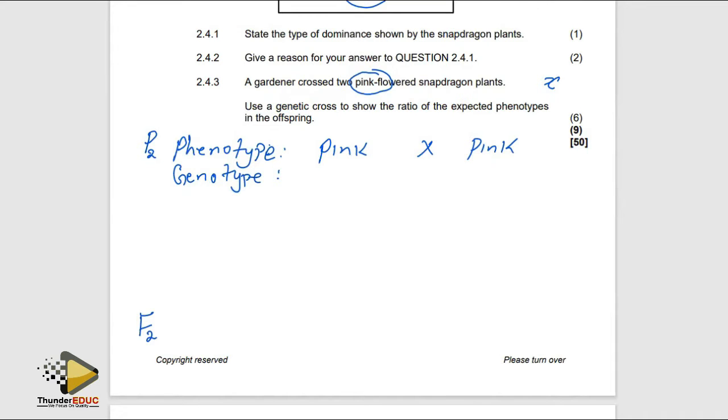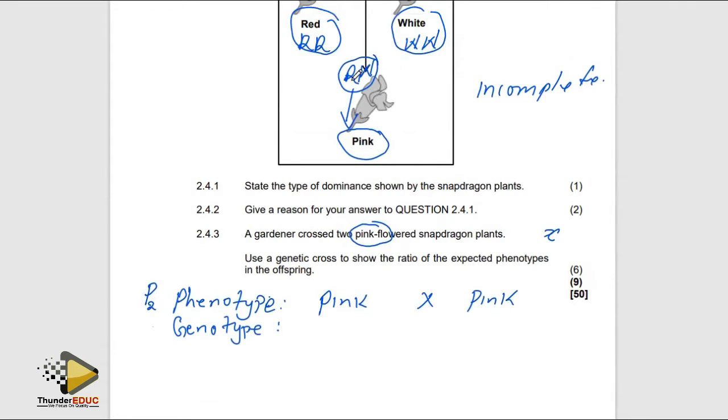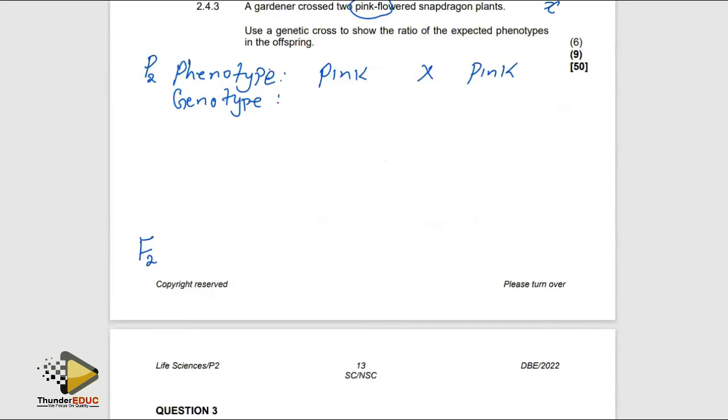What's the genotype? We have seen the genotype here. That is capital W, capital R, or capital R, capital W. Therefore, we're going to say here, it is capital R, capital W, cross with capital R, capital W. Now, these must separate under meiosis. So you write the word meiosis. So under meiosis, you form the gametes, capital R, capital W, here capital R, capital W.